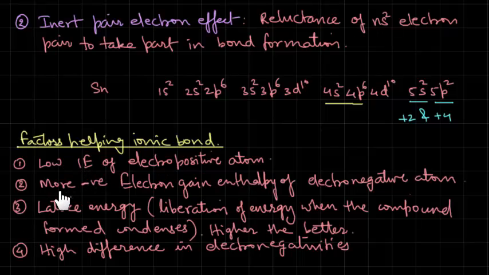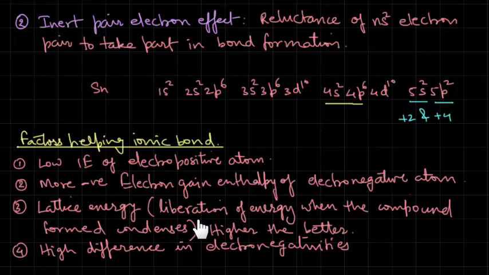So low ionization energy. Second, more negative electron gain enthalpy of the electronegative atom. If you remember, electron gain enthalpy is quite the opposite of ionization energy. More ionization energy means it is difficult to lose the electron, and here more negative electron gain enthalpy means it is easier to attract an electron. So it should be more negative for the electronegative atom. The more negative it is, the easier it is for the electronegative atom to accept the electron from the electropositive atom.